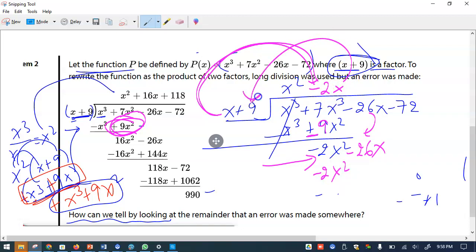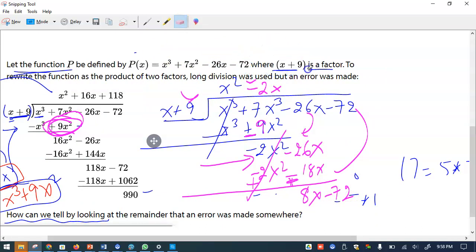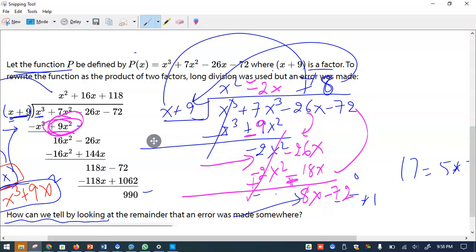Then this 2x you multiply here and you get minus 18x, and change the sign, subtract. So this becomes plus. This goes away. Minus 26, you take away 18 from 26, get 8x. And then drop down this negative 72 right here. And this time you ask, what multiplies x to get 8x? You can see it has to be plus 8. And then that plus 8, you multiply right here, it becomes 72.